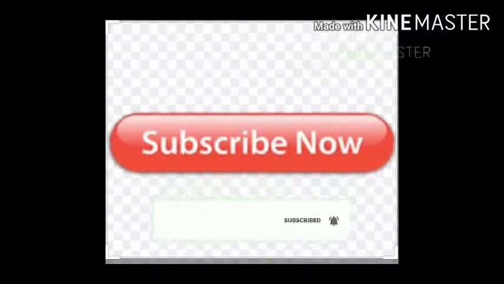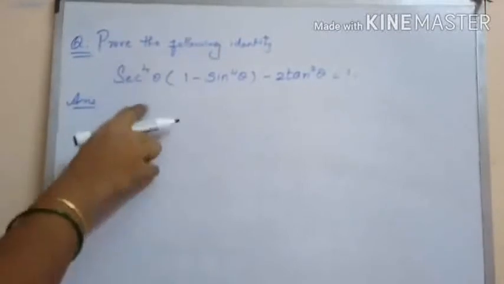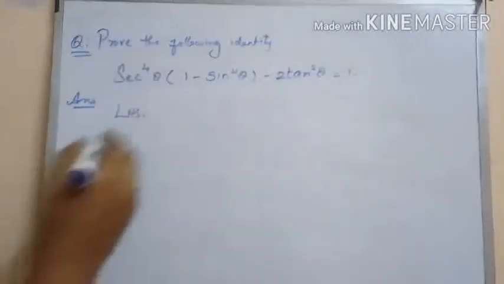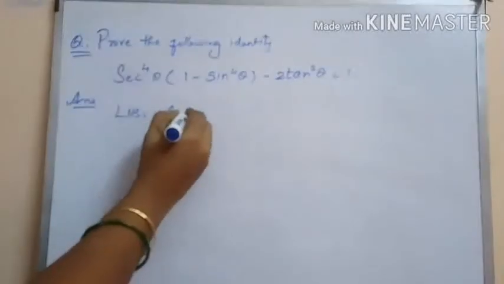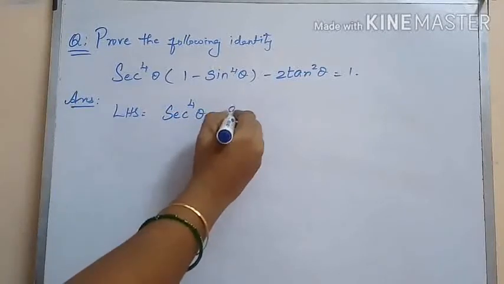Let's get started. In today's session of trigonometry, we have to prove the following identity: secant to the power of 4 theta into 1 minus sine power 4 theta minus 2 tan square theta.